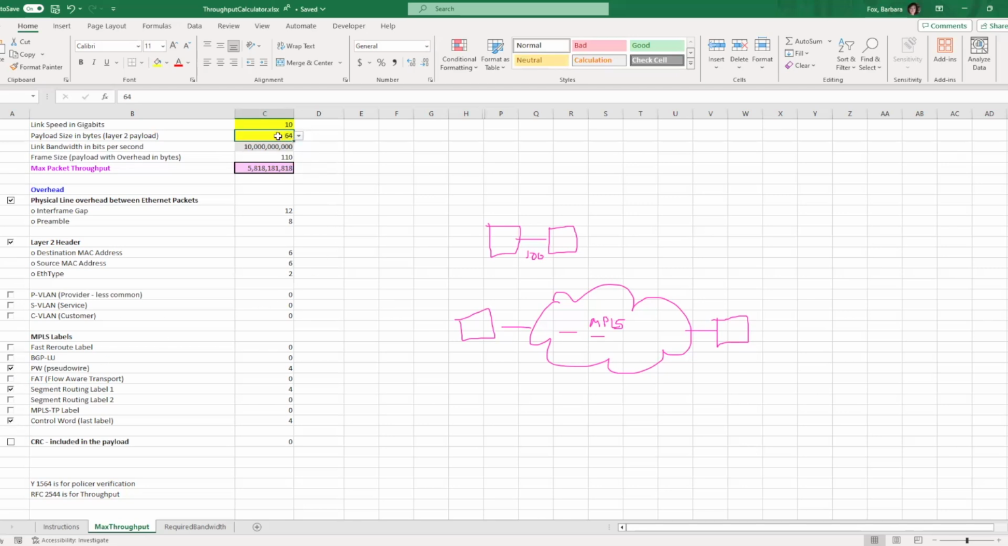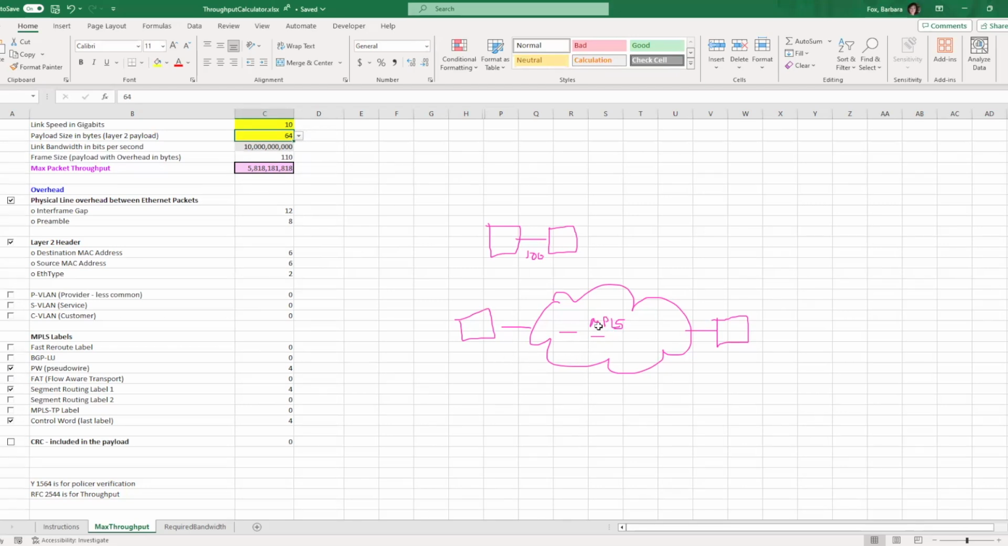Now our 64 byte packet is 110 bytes. It's got a lot of overhead in it. And now we're only getting 5.8 gig of traffic through on our test. So if you're not getting as much throughput through as you assume, it may be because of the overhead in your network itself.